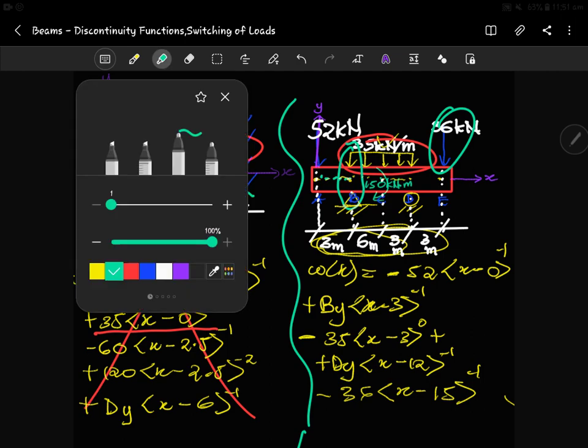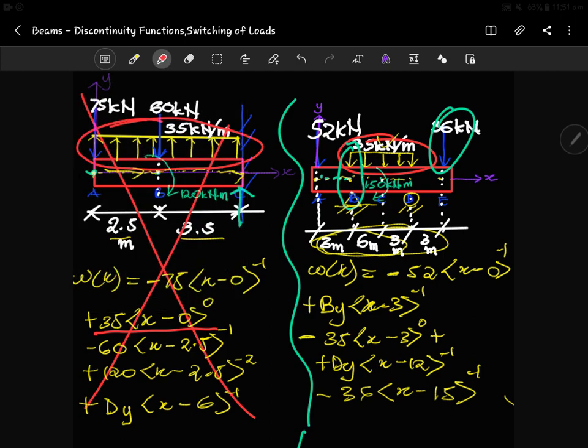You see, for the distributed load in this example here, it starts from the beginning and ends at the very end of the beam. So it's fine if represented with this alone. But for the distributed load here, in fact a uniform distributed load, it starts somewhere and doesn't get to the very end. It ends before the end of the beam.